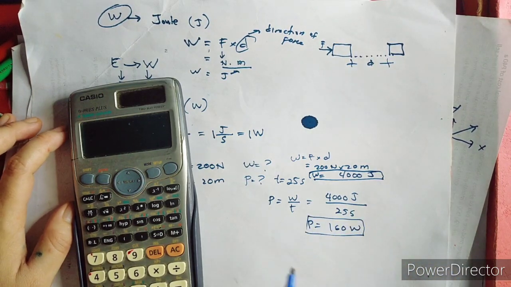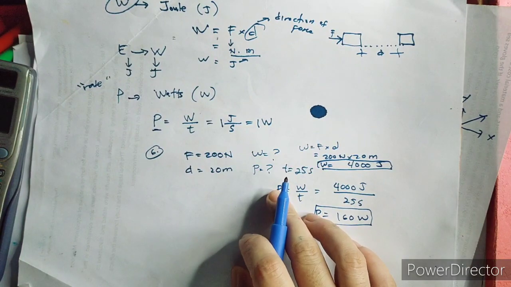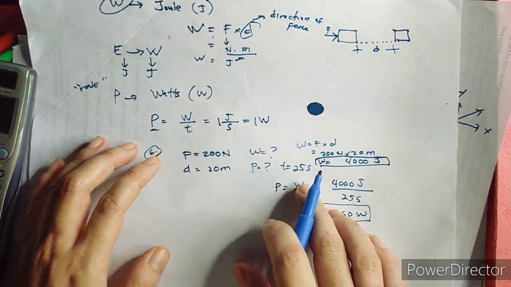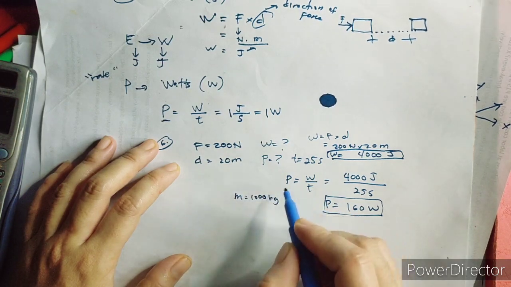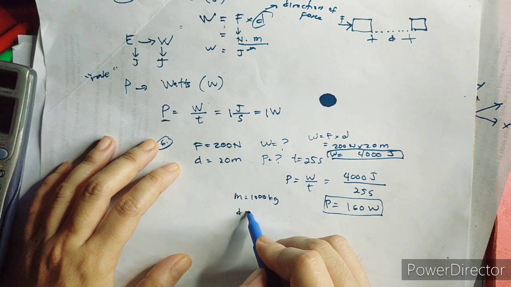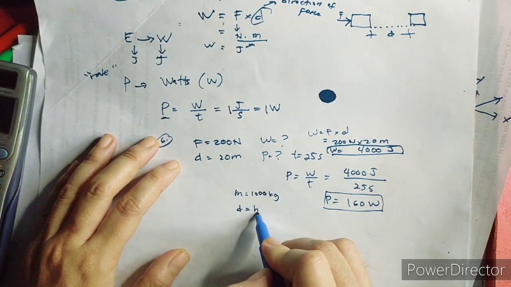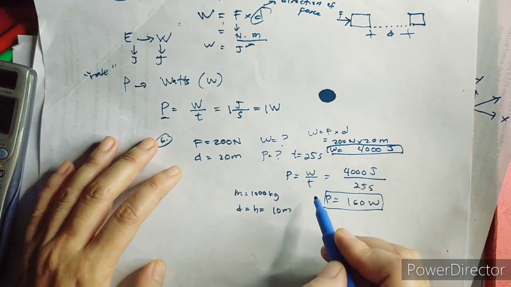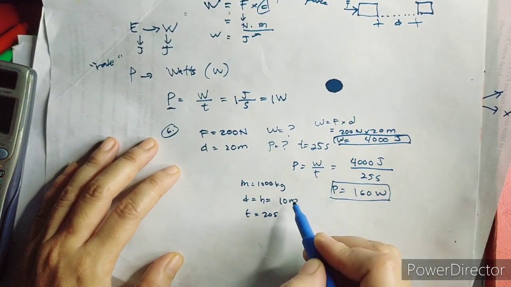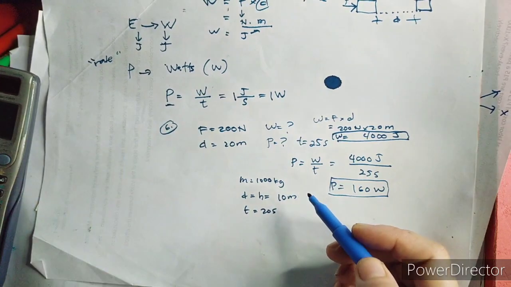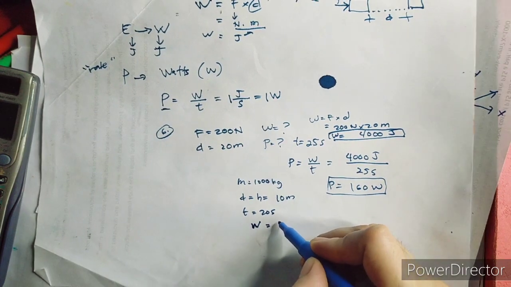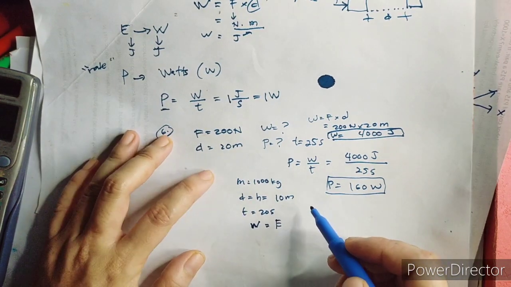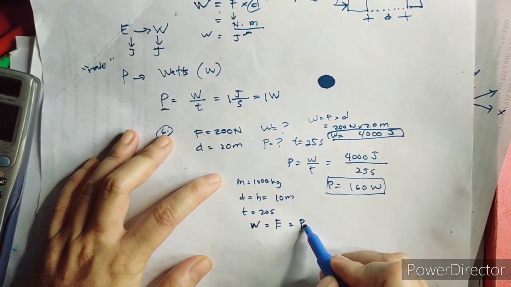Next, a mass of 1,000 kilogram is raised through a height of 10 meters. So, may mass daw na 1,000 kilogram is raised. So, itinaas siya with the distance equals height equals 10 meters in time of 20 seconds. A, what is work done and the power developed? So, ang work done dito ay equal kay energy transferred. So, work ay equal kay energy. Kung saan ang energy dyan ay equal kay potential energy.